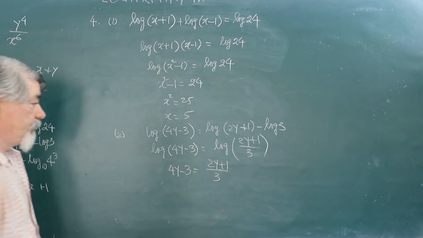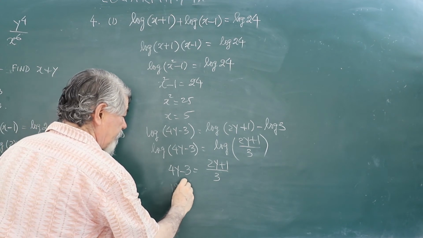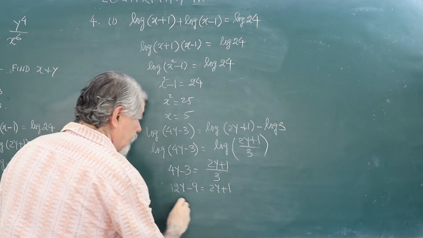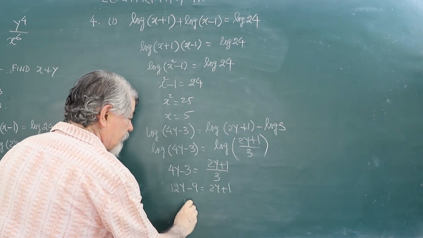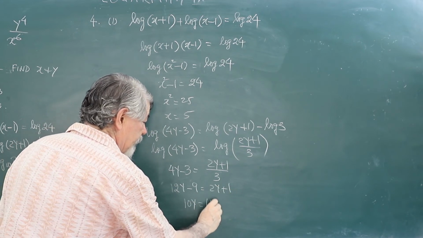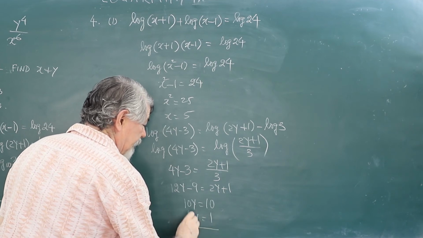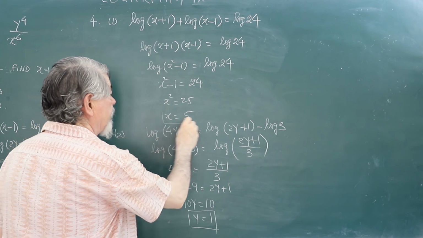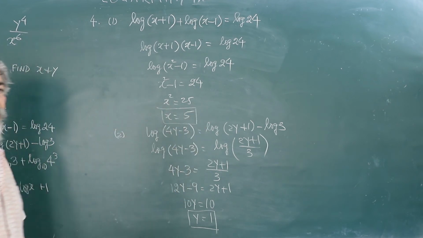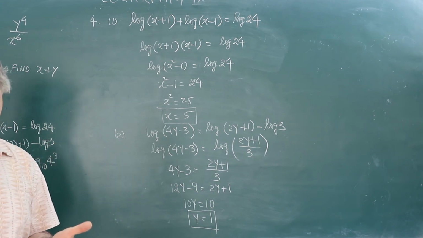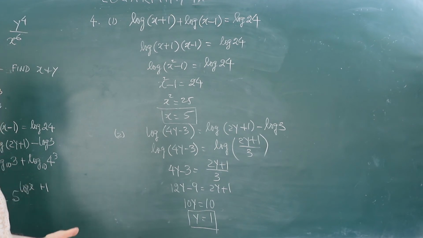Cross multiply. 3 times 4y is 12y, minus 9 is equal to 2y + 1. 12y − 2y is 10y, equal to 10, or y = 1. The value of y is 1 and the value of x was 5. So from this we have been able to find the value of x and y. Simple application of logarithm laws.